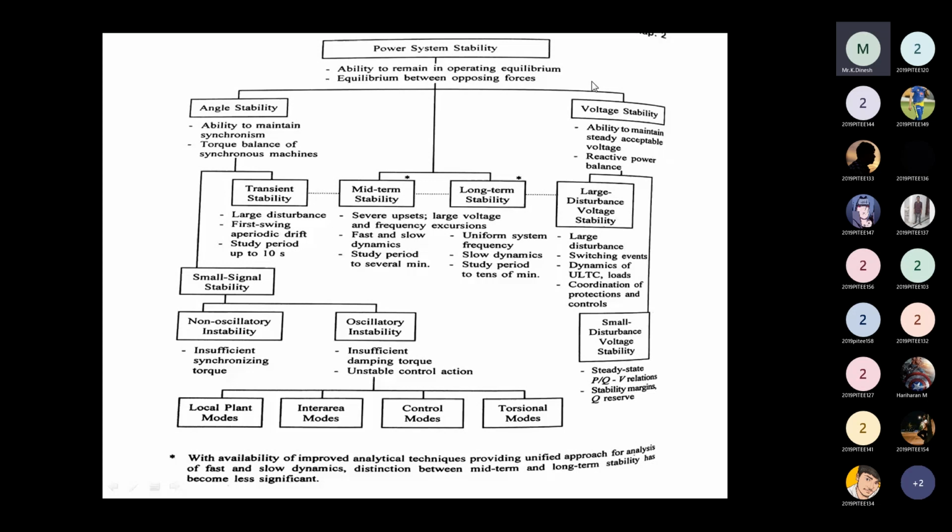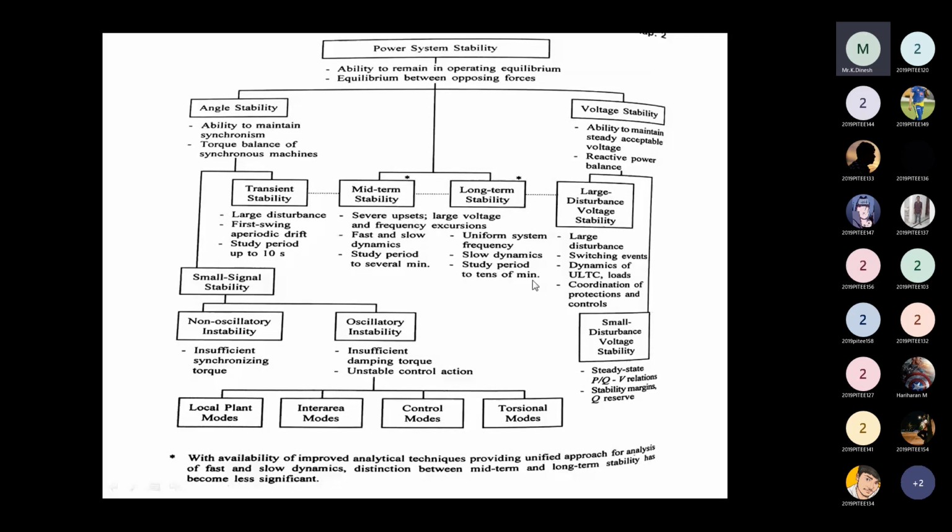So this is your classification of voltage. So in the mid, you have mid-term stability and long-term stability. What is mid-term stability? It will produce severe upsets and frequency, fast and slow dynamics. Study period should be several minutes, because an infeasible solution is produced in mid-term stability. And long-term stability means a uniform system frequency, slow dynamics, with a study period of 10 minutes.